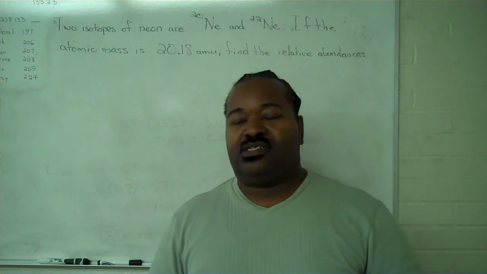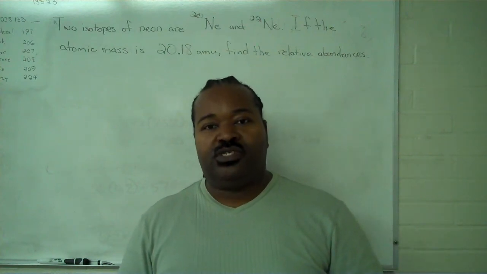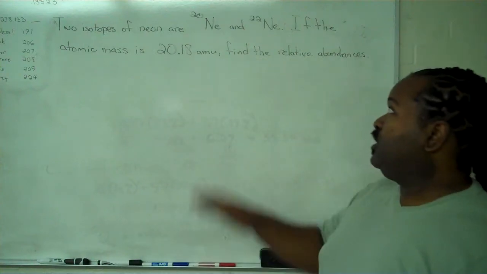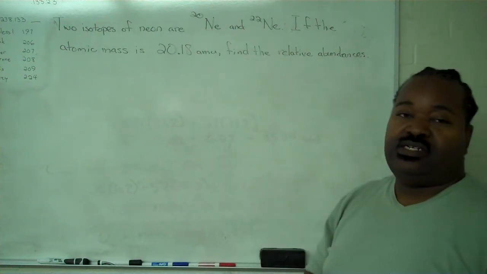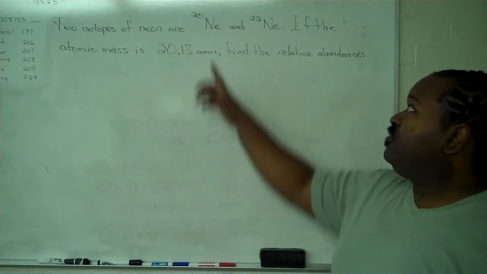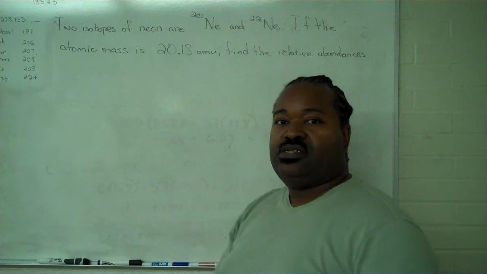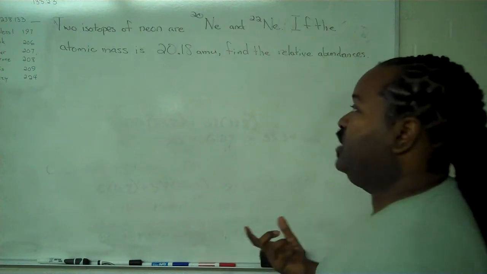This instructional video is designed to show you how to use information about isotopes to determine relative abundance when we're given a list of isotopes and an atomic mass. In this case, we have neon-20 and neon-22 and the atomic mass of 20.18. And so there are two facts that we'll take advantage of.